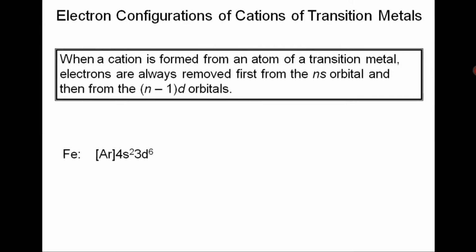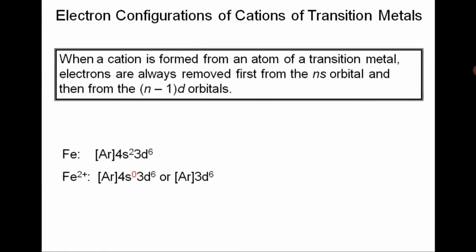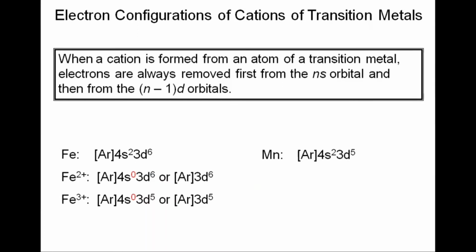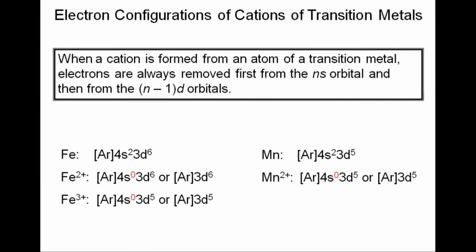Consider iron. It has electronic configuration of argon 4s2 3d6. But in the Fe2 positive state, it will remove electrons from the s orbital. So its configuration is now argon 3d6. Similarly, Fe3 positive loses 3 electrons, 2 from the s and 1 from the d orbital. It has electronic configuration now argon 3d5. Similarly, consider manganese. It has electronic configuration of 4s2 3d5. Manganese 2 positive loses 2 electrons from the s orbital. It is now argon 3d5.